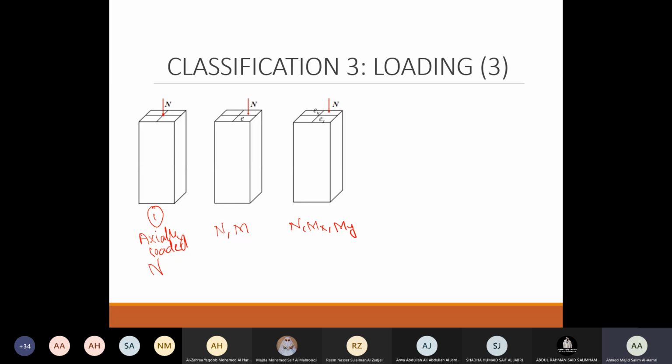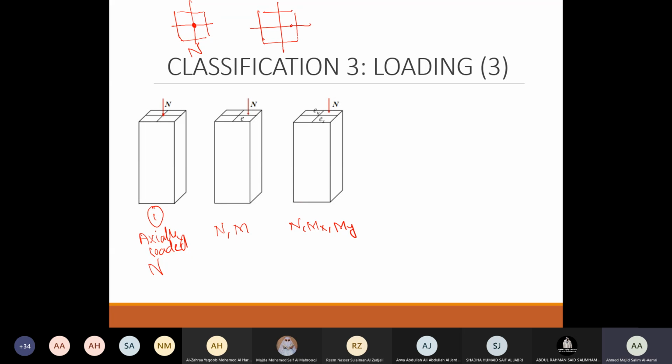Now, to keep it a bit simple, if we are seeing it in a plan, and this is my center, if the loading is acting here, did I move from my center? If the loading is acting as a red circle, did you move from your center? No. So it means that if you didn't move, then there is no moment. So it's only N.